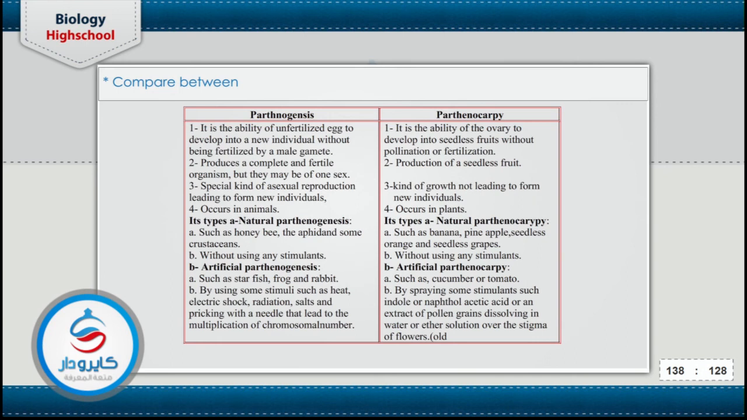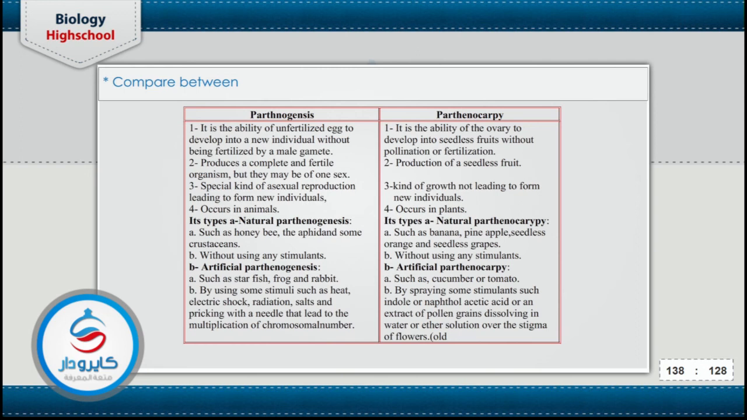نمسك الكومباريزون كده واحده واحده. هنلاقي ان الديفينيشن بتاع البارثينوجينيسيس the ability of the unfertilized egg to develop into new individual without being fertilized by male gamete. لكن هنا parthenocarpy ability of the ovary to develop into seedless fruit without pollination or fertilization. البارثينوجينيسيس produce complete and fertile living organism but they may be one sex. بيدي ليفنج اورجانيزم، لان احنا قلنا ان البارثينوجينيسيس ده كايند اوف اسexual ريبرودكشن، لكن البارثينوكاربي ما نقدرش نقول ان هو ريبرودكشن اصلا، لا هو سيكشوال ولا هو اسexual، هو جروس بس.